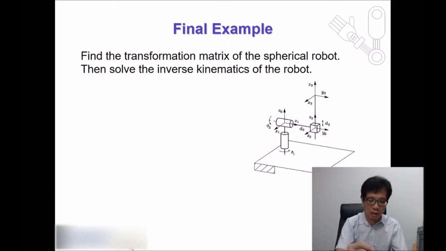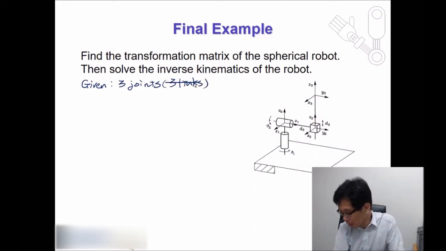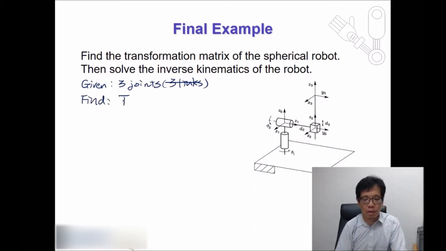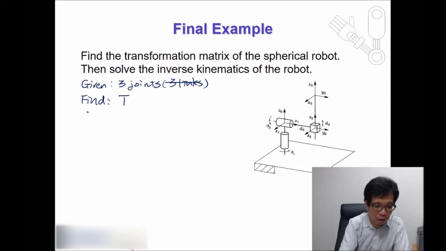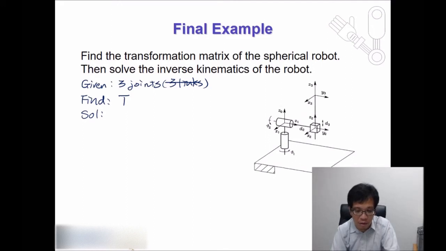So let's do that. We are given 3 joints or 3 links. We need to find the transformation matrix. Let's assume we just need to deal with the first part. Before we start, the first step we need to deal with this kind of problem is you need to attach a frame to the two individual joints.